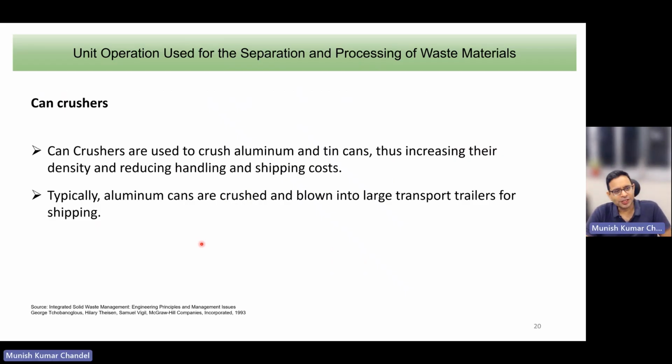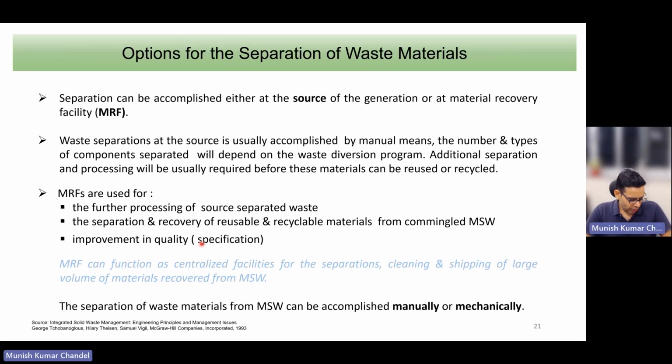Similarly, you also use can crushers, as the name indicates, for these aluminum and tin cans. We basically do this just to increase the density and reduce handling and shipping cost. You have machines which keep on crushing them and then put them into large trucks or trailers and ship them to a distance. Now you have understood several of these physical separation methods, and which method we will use and how many of them will depend upon what our objective function is.